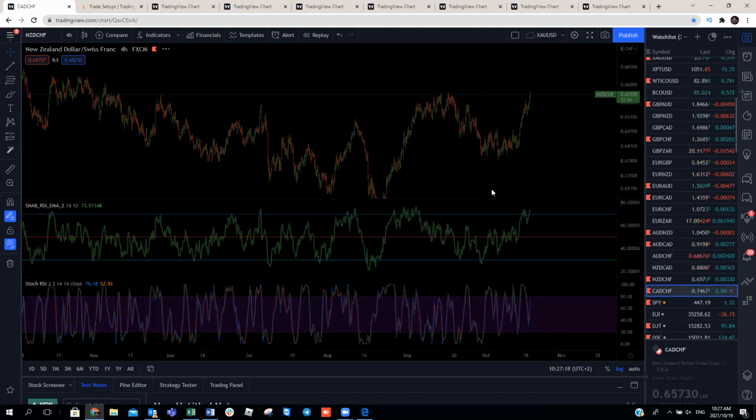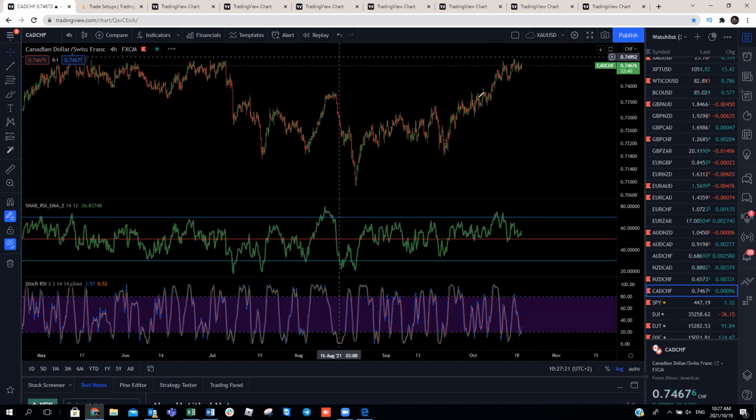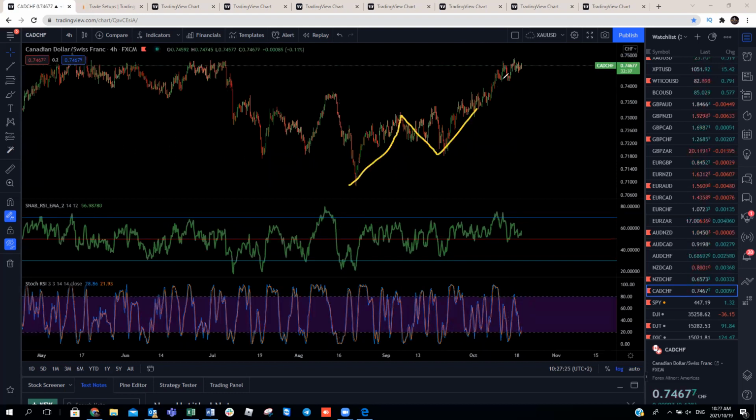CAD Swiss. We'll keep following. Oil. We're going to expect a 4th wave here before pushing to the upside. As long as that 4th wave does not break the low of the wave through here, we'll look for continuation to the upside.